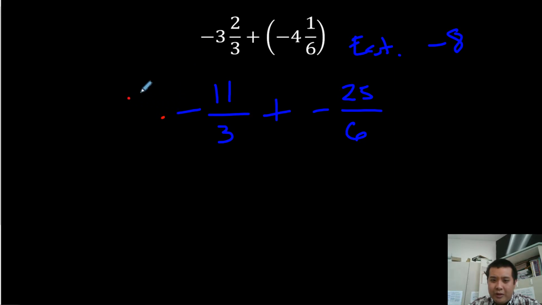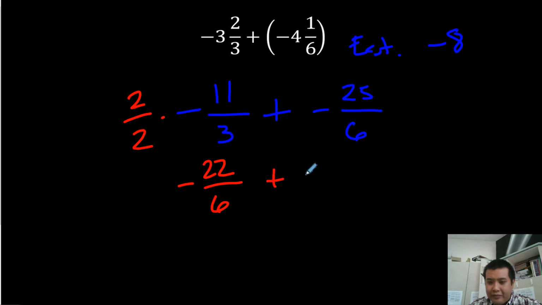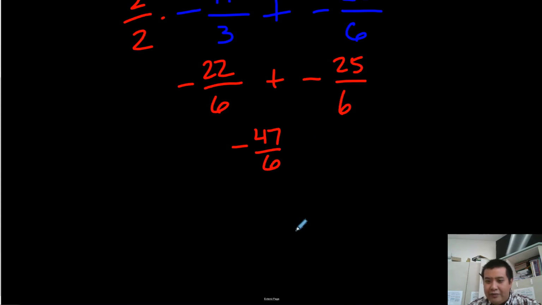So we're going to multiply this by 2 over 2. We get negative 22 over 6 plus negative 25 over 6, negative 47 over 6, which gets us our final answer. 6 goes into 47 7 times. We got negative 7. 6 times 7 is 42, and 42 gives us a remainder 5, and 5 sixths.